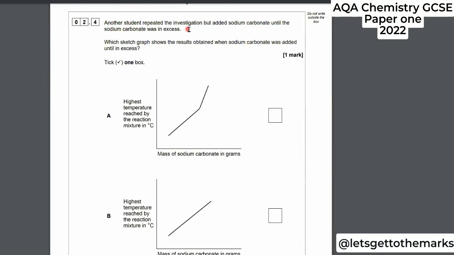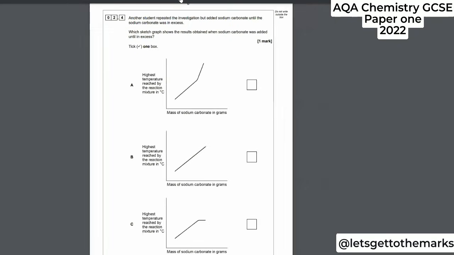2.4: another student repeated the investigation but added sodium carbonate until the sodium carbonate was in excess. What does that mean? It means all the acid had been used up and you only have sodium carbonate left. Which sketch graph shows the results obtained when sodium carbonate was added until in excess? I need to show you all the sketch graphs. There are 3 of them: A, highest temperature reached by the reaction mixture in C, and the mass of sodium carbonate. They added it until adding any more was in excess.